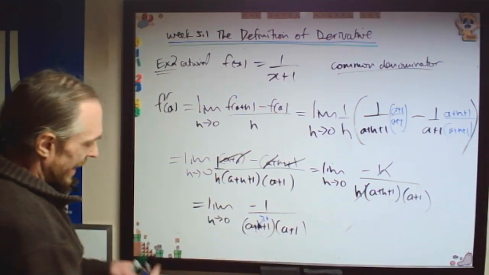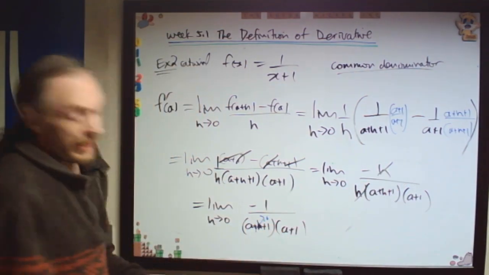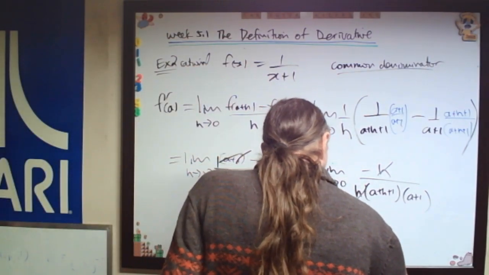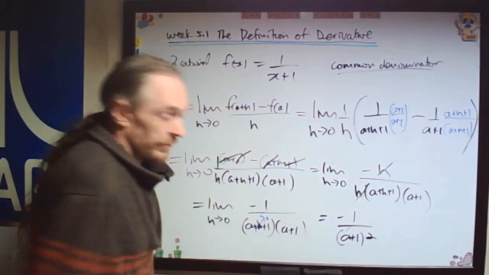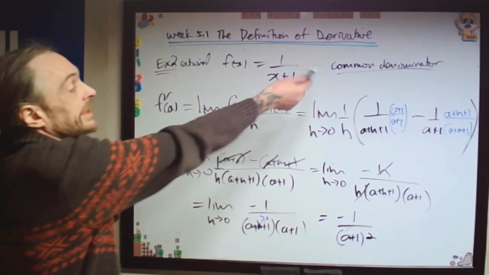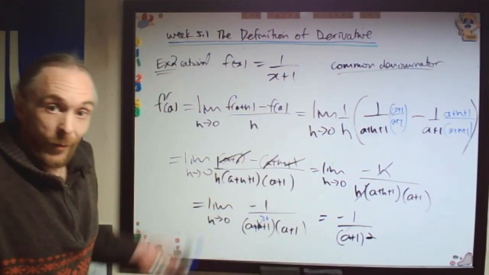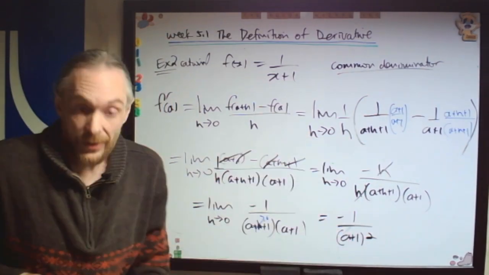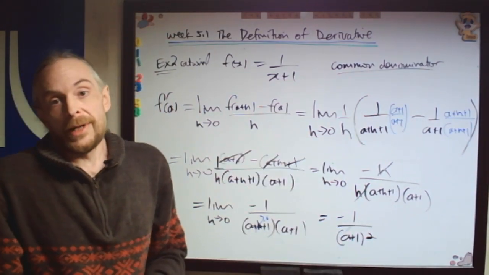And so once the h is gone and I've got rid of the problem, I can just compute, and this is going to be equal to negative 1 over a plus 1 squared. There's the derivative by definition. What's the algebra? Common denominator. Why did I do that? To get an h out of the top, to cancel it with this guy. That's how you're doing derivatives. We'll do a couple more next time. See you then.